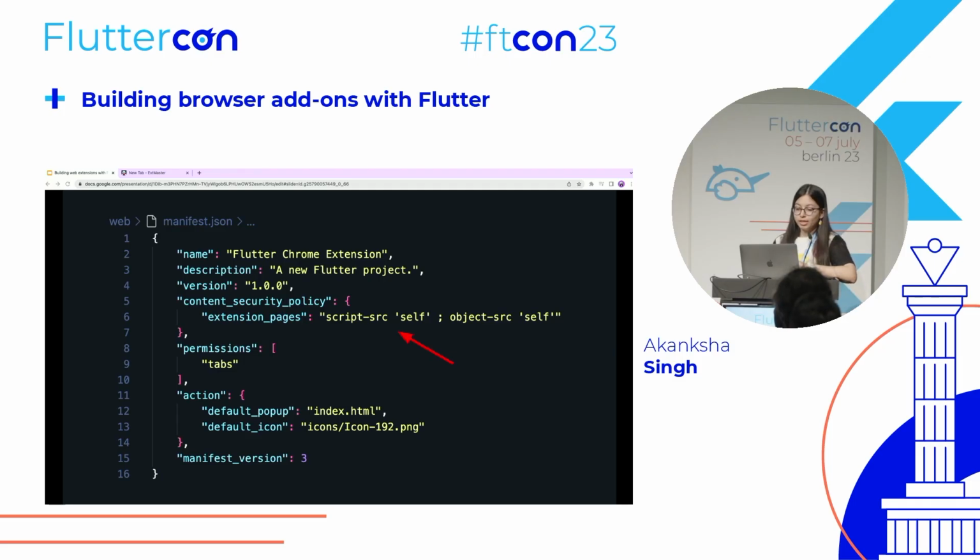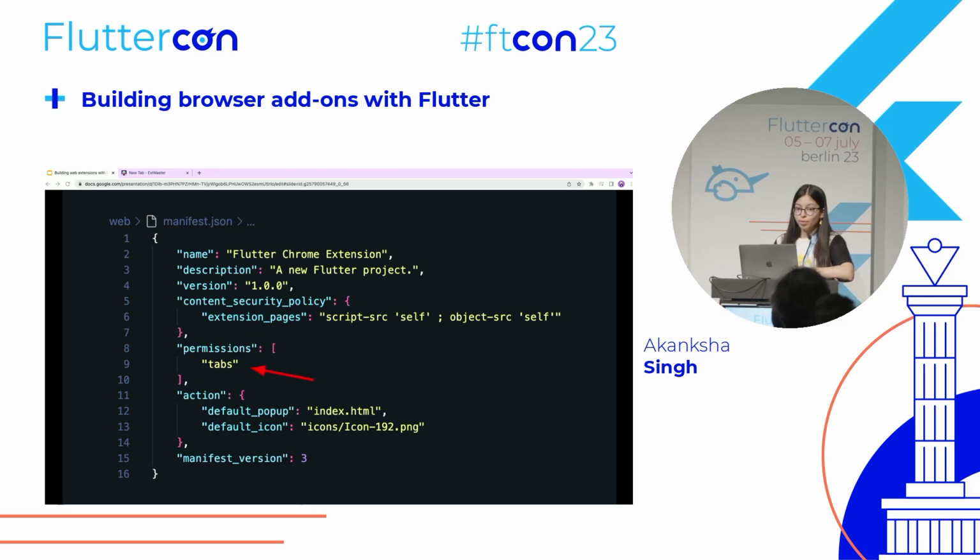So here you can see in the manifest.json, we have extension pages, and these two policies are there. This means that this extension can only execute scripts of its own and not from other origins. This way it prevents hijacking of this extension and running suspicious scripts. So this is why the content security policy is needed.